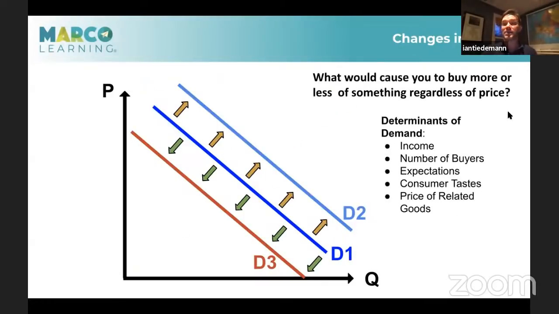Now, demand and supply shifters. This is different from a movement along the line. This is the entire curve moving upwards or downwards. And the basic thing that I use is this acronym of INEPT, right? Income, number of buyers, expectations of future prices, consumer tastes, the price of related goods.